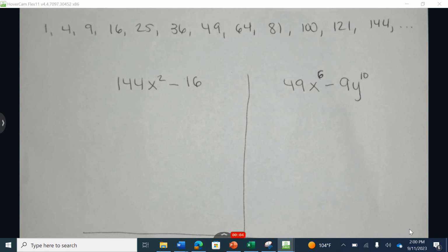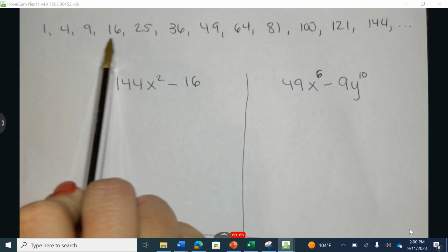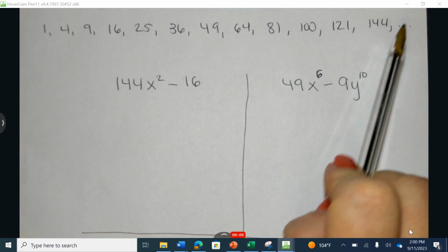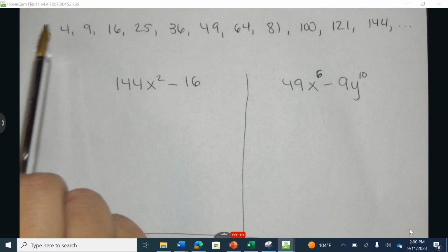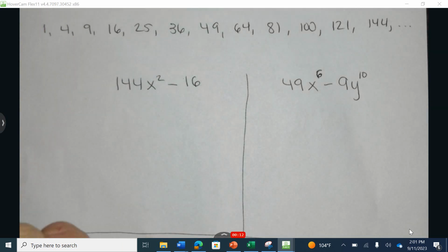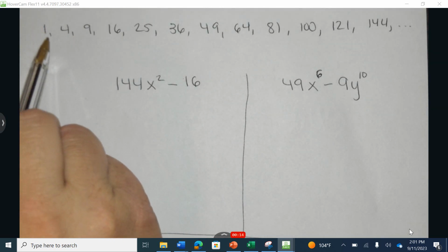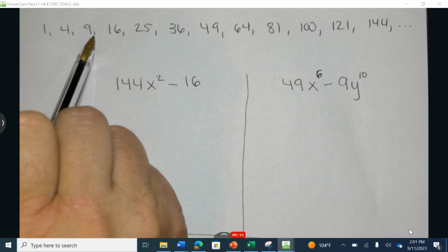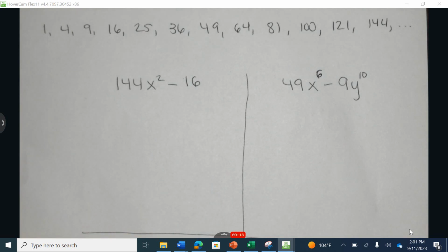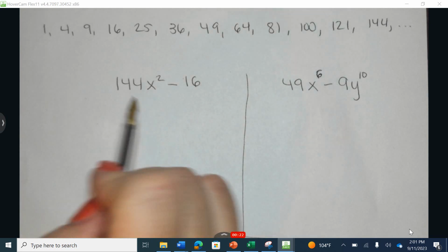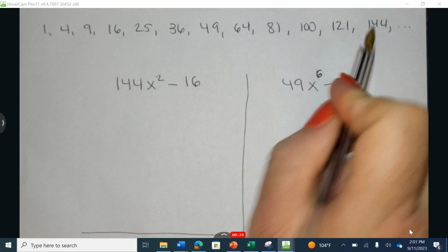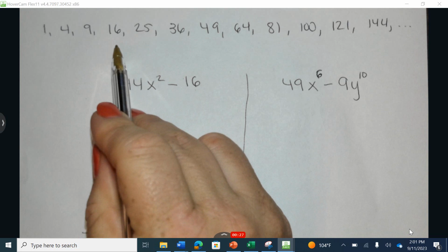Factoring binomial expressions. Above you can see a list of perfect squares, and obviously it doesn't stop here. How we're able to achieve each one of the numbers in this pattern is taking 1 times 1, 2 times 2, 3 times 3. Now how will that connect to us factoring binomial expressions? I find 144 here, and I also can find 16.